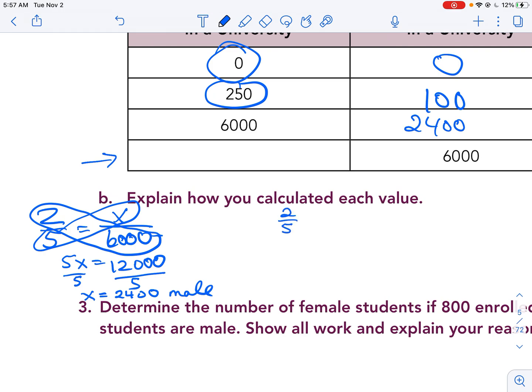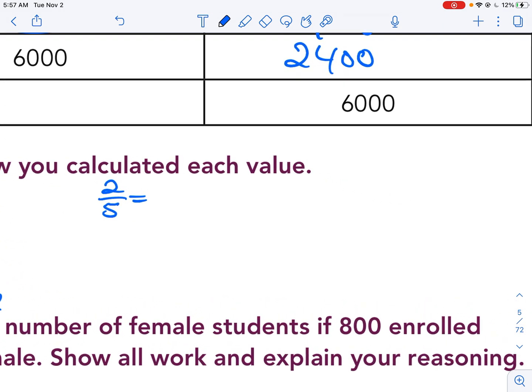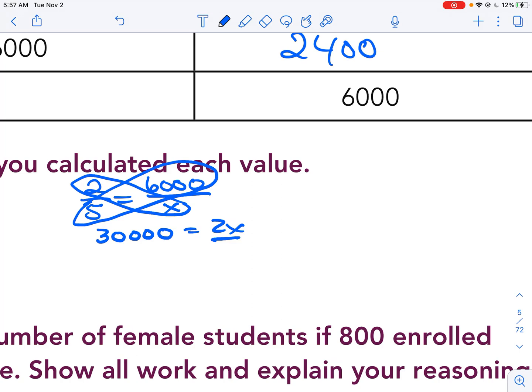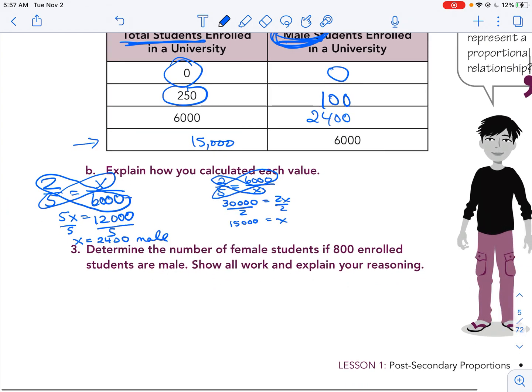So it's still 2 to 5, but we're looking for the total students. We have 6,000 male students. So now we're looking for the total amount of students. If I multiply here, I get 30,000. I multiply here, I get 2x. Divide by 2 on both sides, and I get 15,000 students. So this one would be 15,000.